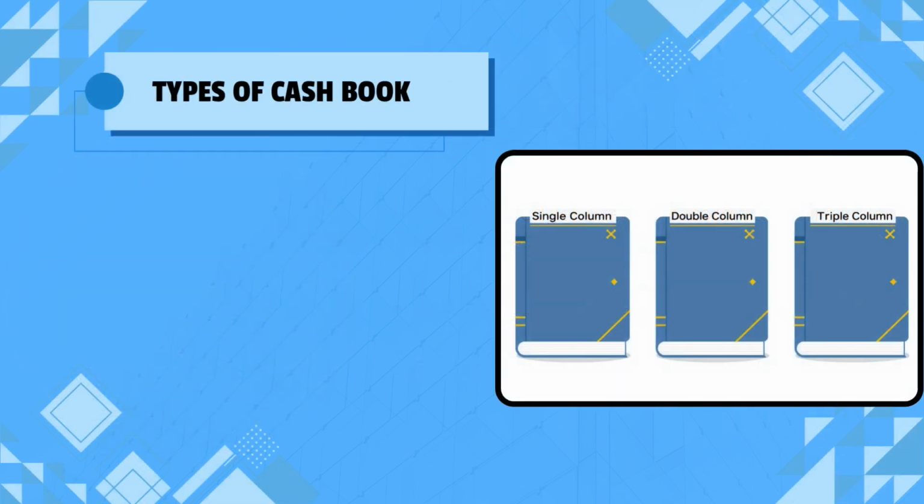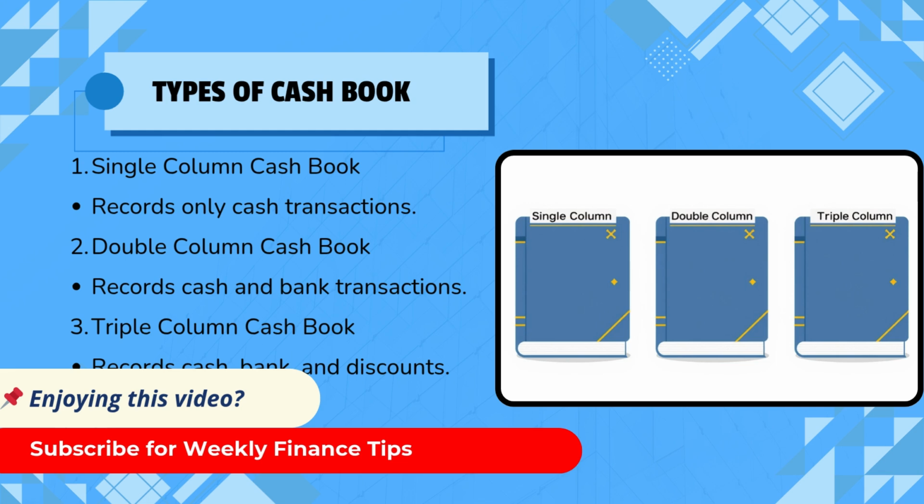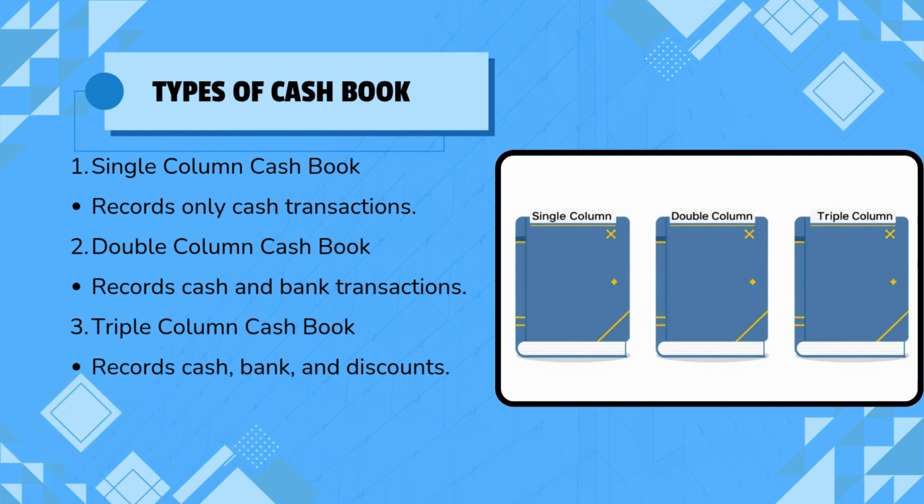Different types of the cash book. There are three main types of cash book. We have the single column, then number 2 the double column, and number 3 the triple column cash book.